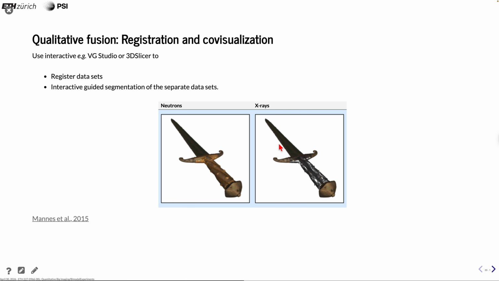And here we took actually really the best from each modality and could do a very nice reconstruction of the object. If you want to read more about this one, you can look at this paper. And I think there is even a YouTube movie where you can see how this one is rotating and separated in different components.